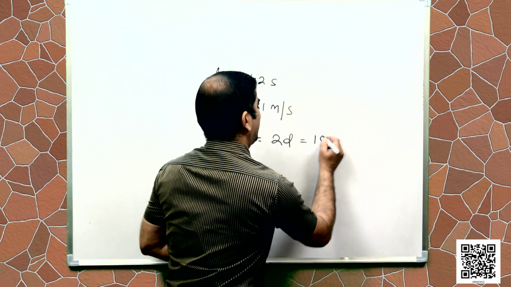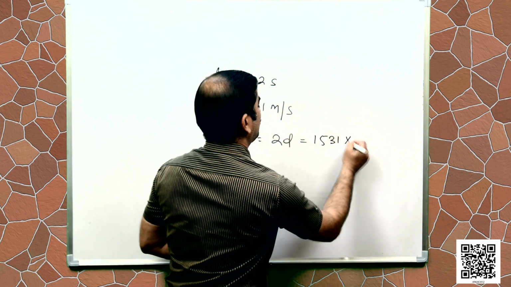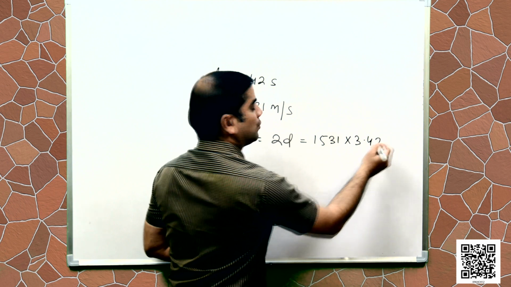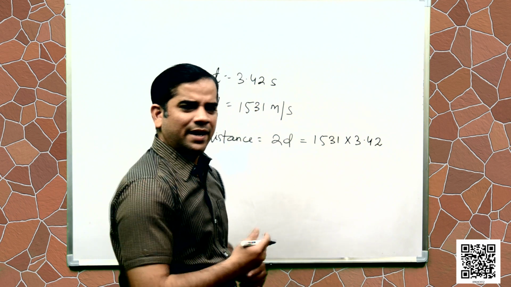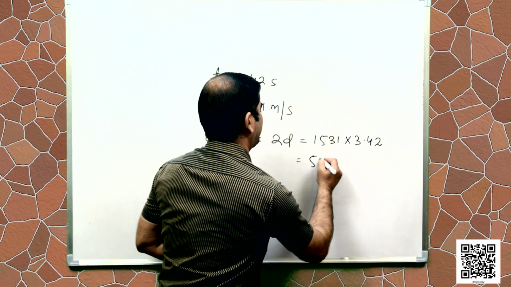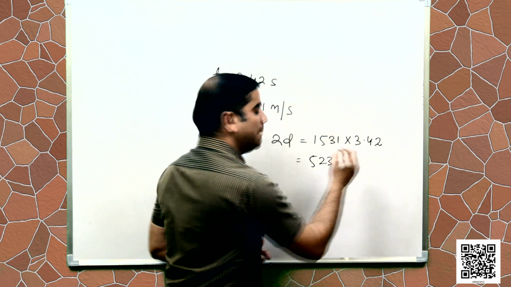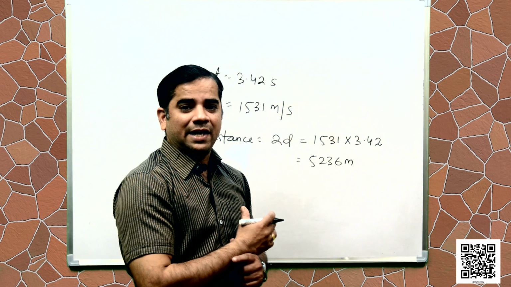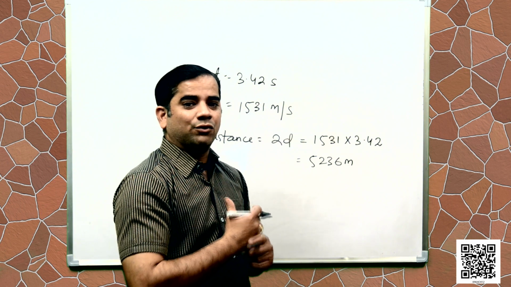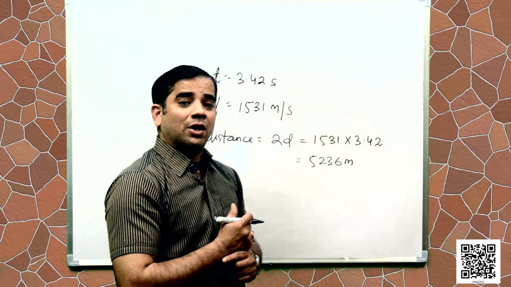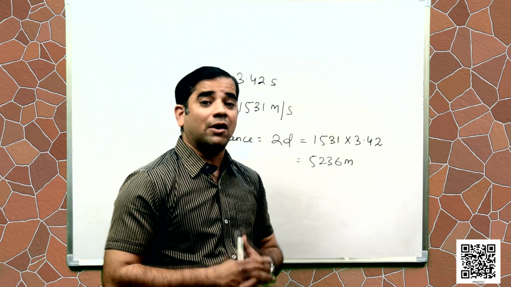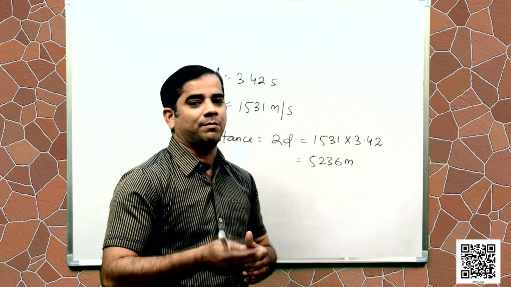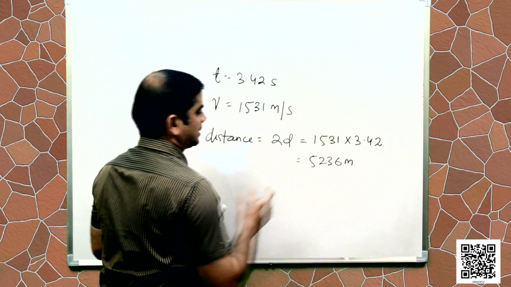So 1531 into 3.42. Okay. So it gives us 5236 meter. Fine. So the total distance travelled by the sound is 5236 meter. So the question asked about the distance of seabed from the ship. So this is the total distance.